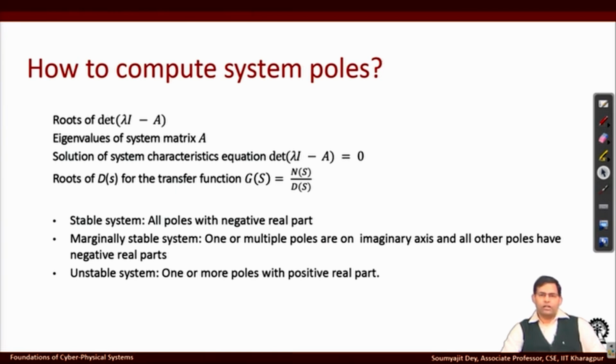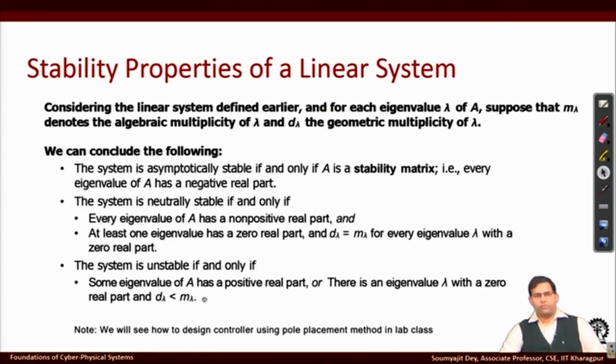So, all the poles must have negative real parts, and similarly you have conditions for the unstable and marginally stable systems. If you are considering the linear system again, and you have multiple eigenvalues, let's say for each eigenvalue lambda, its algebraic multiplicity is m lambda, and the geometric multiplicity is d lambda, then overall you can conclude the following: the system is asymptotically stable. Asymptotically stable means eventually, with t approaching infinity, the system must settle down towards the reference.